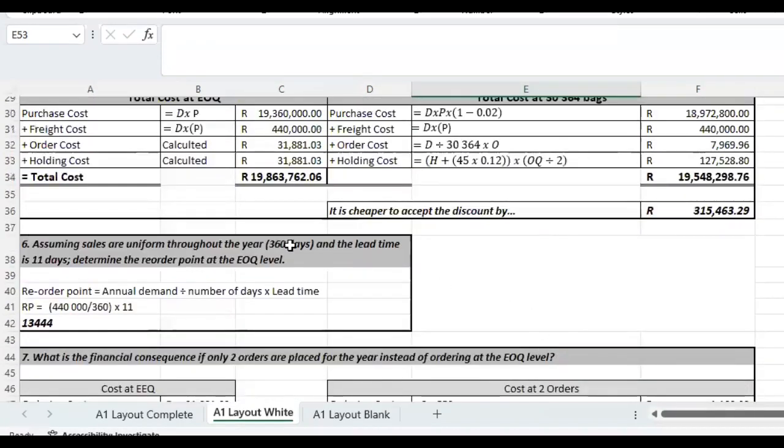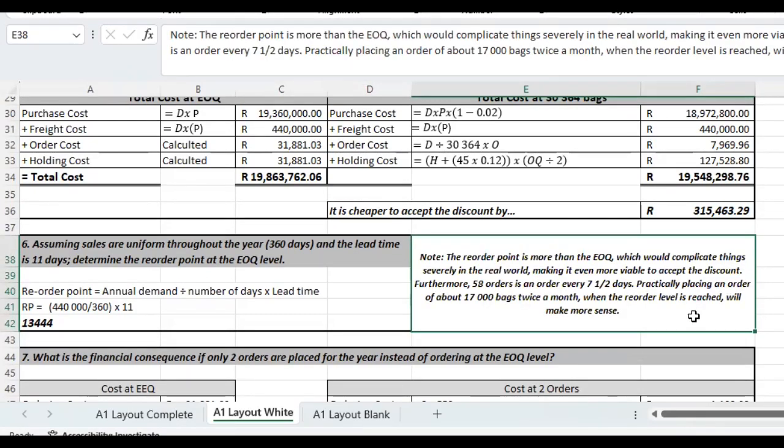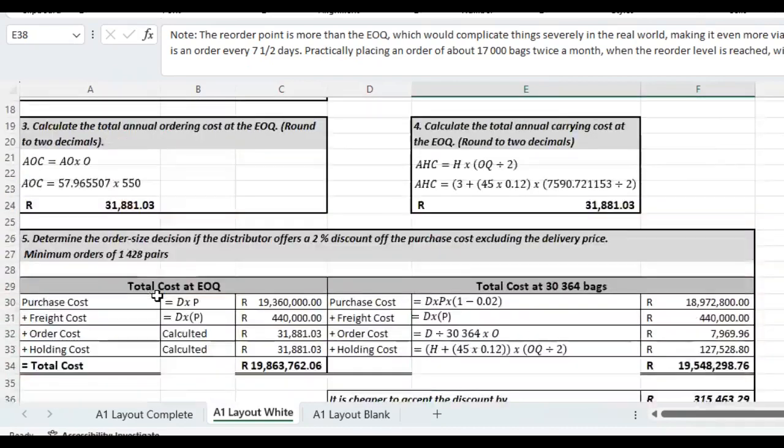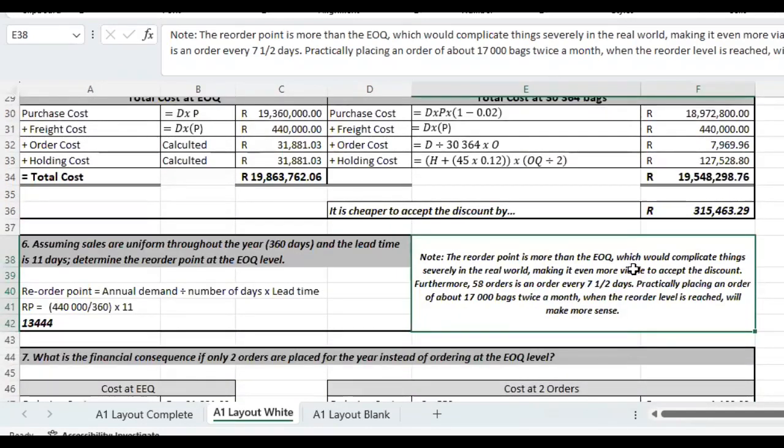But now let's deal with the elephant in the room. Okay, I've given you a note here. This note, you don't have to put it down, but I always appreciate it if you actually know how you would apply this in the real world. The reorder point of 13,444 is more than your economic order quantity of 7,590. Okay, which would complicate things severely in the real world.